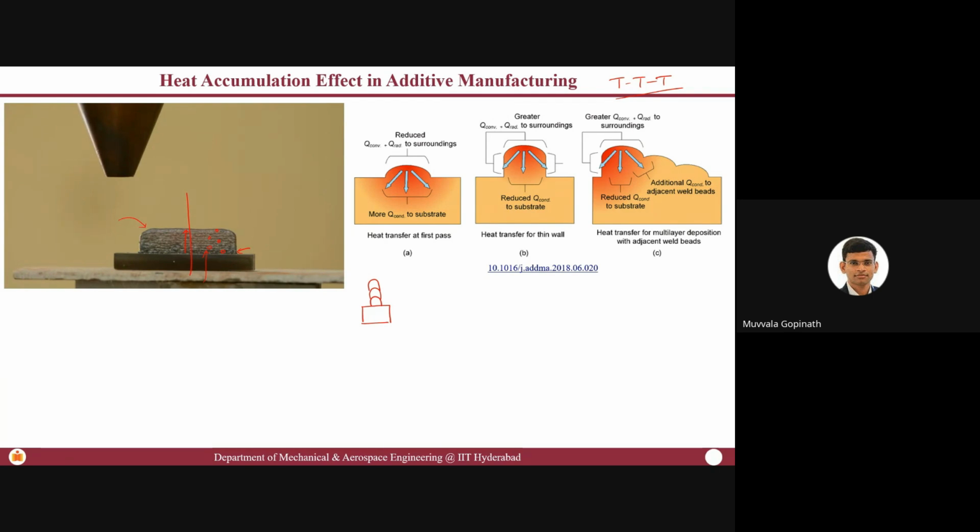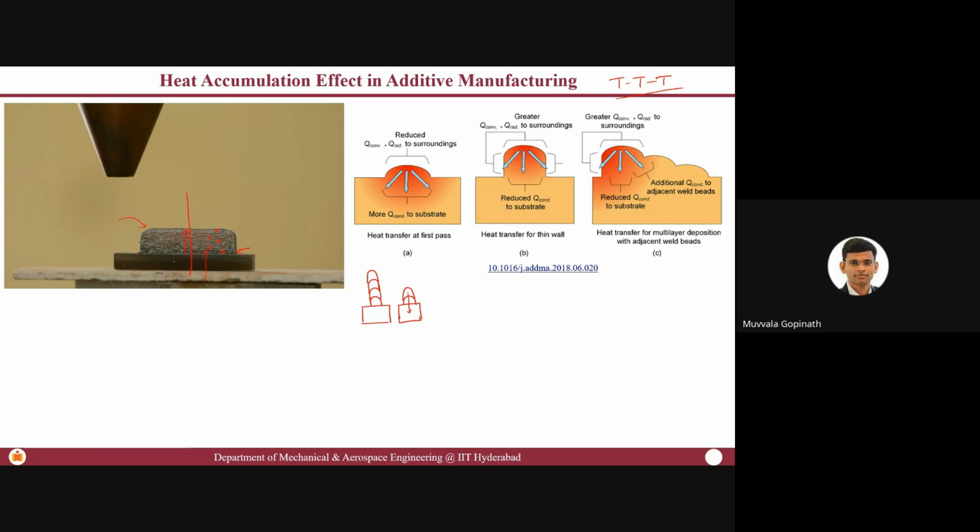Okay. So now, if you look at these beads, these are continuously building like this. This is what our expectation is. But what is the reality? The reality will be something like this. The first bead will be okay. The second bead will also be more or less okay because it is able to dissipate the heat.